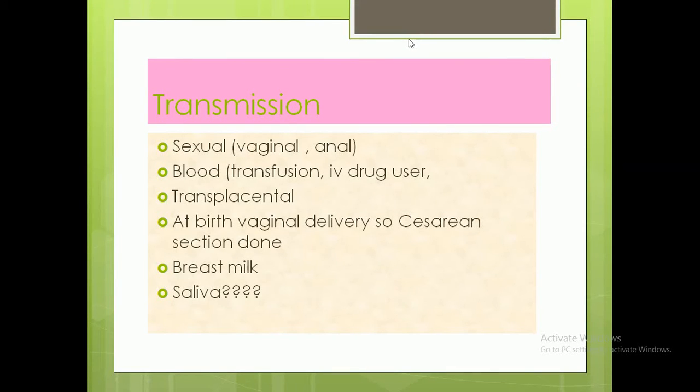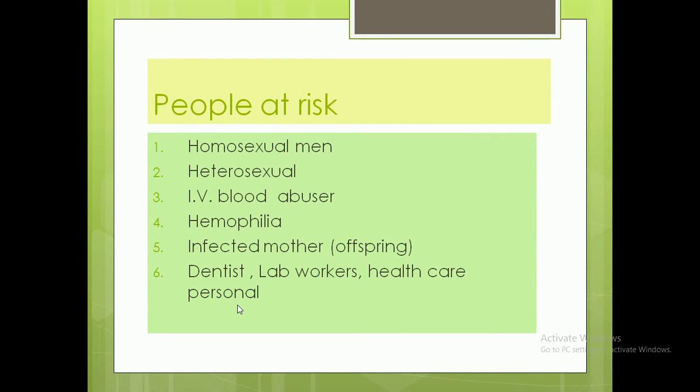Transmission occurs by sexual contact, vaginal and anal, blood transfusion, IV drug use, transplacental transmission, and vaginal delivery, while delivery by cesarean section lowers the risk of transmission of the virus. For breast milk and saliva, there is a query about their transmission. People at risk: homosexual men, heterosexuals, IV drug abusers, hemophiliacs, infected mothers to their offspring, dentists, lab workers, and healthcare personnel.